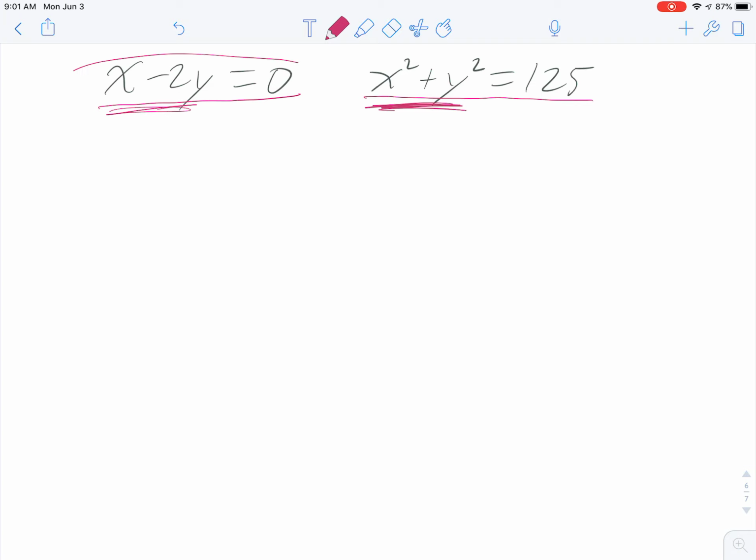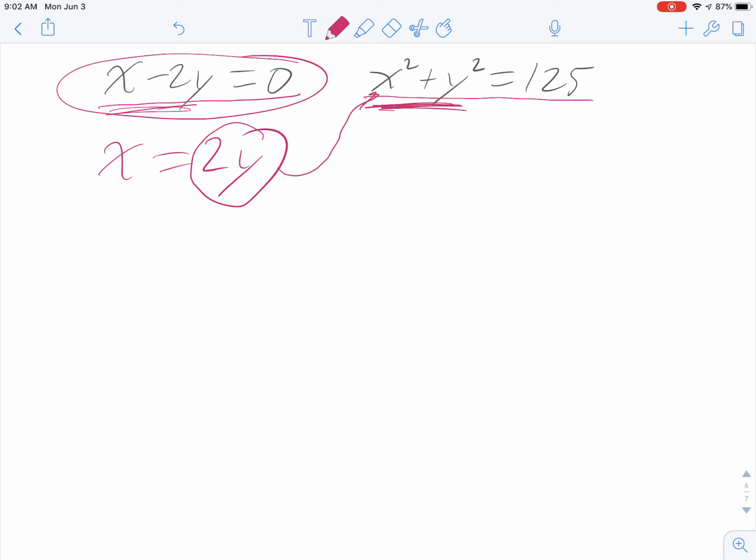So I'm going to take this equation here, and I'm going to add the 2y to both sides, so I'm going to get the x by itself. And now I'm going to do a substitution. I'm going to stick that 2y in place of x in the other equation. So that becomes (2y) squared plus the y squared equals 125.